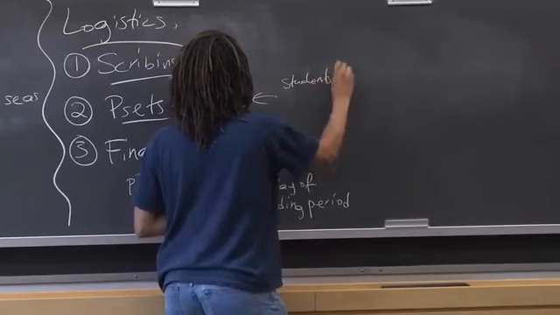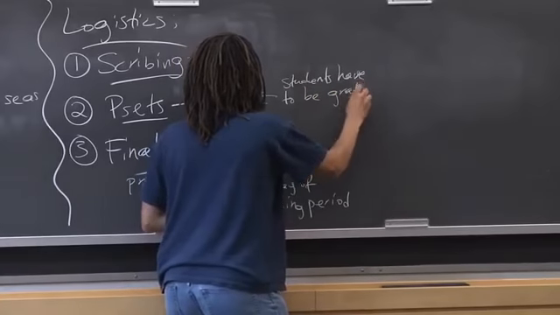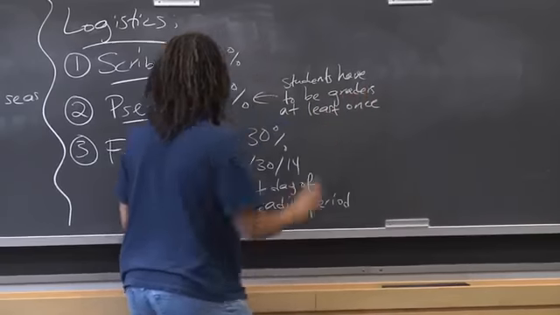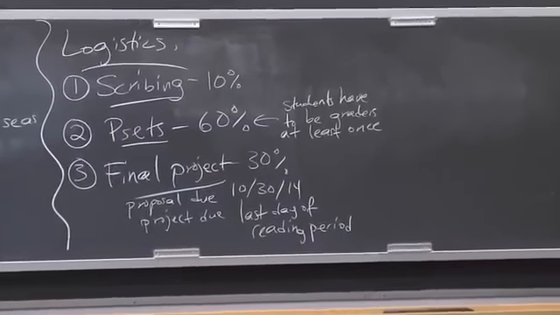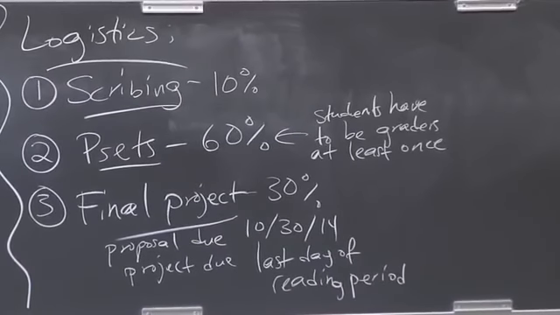Students have to be graders at least once. And these things are first come, first serve. And you have to scribe at least once, possibly twice if the class gets very small. So if there's a date that you really want, you know you'll be available to scribe, for example, then sign up right away before it gets taken. Also, scribe notes are due the following day. So you have a little more than 24 hours to scribe your lecture notes. They're due 9 p.m. on the following day.